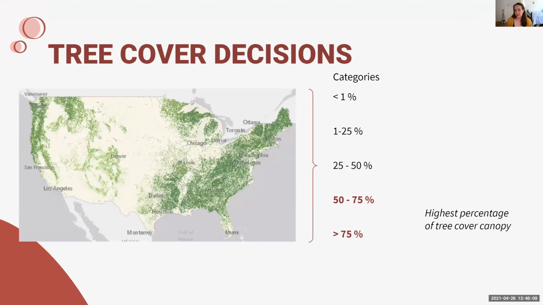So for my methodology, I first had to decide what categories of tree cover I looked at. So there are 5 categories in total, but I didn't want to examine all of them. So I chose to look at the 2 categories of the highest percentages of tree canopy cover. For almost all of the cities, this category was greater than 75%, but one city only had the category of 50 to 75% and not the greater than 75%.